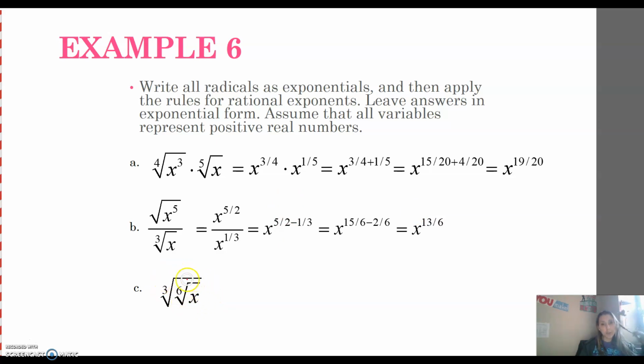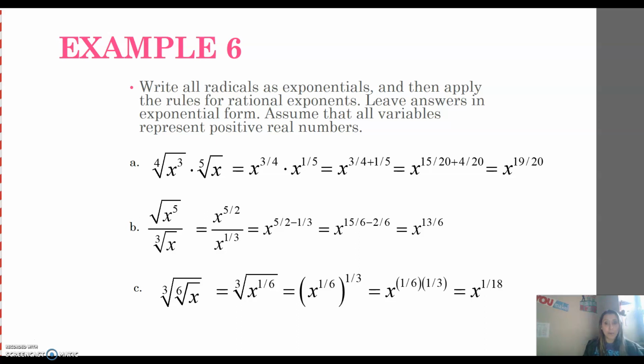Okay, and then with this one you want to work your way inside, then out. So the first thing I'm going to do is find the cube root, and I'm going to write this particular one underneath in exponential form. So then I have x to the 1/6 right here. So I have the cube root of that. So then I know that everything needs to go in parentheses, and then I'm going to take this to the 1/3. So that means now I'm multiplying, right? Because I have a power to a power. So then I'm going to end up with 1/6 times 1/3, and with fractions, top times top equals top, and bottom times bottom equals bottom. So we end up with x to the 1 over 18.